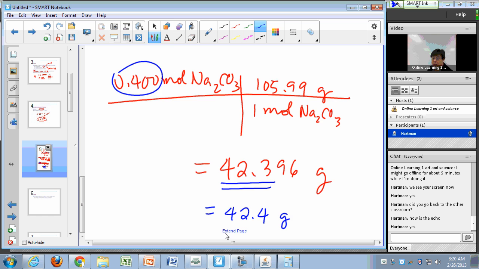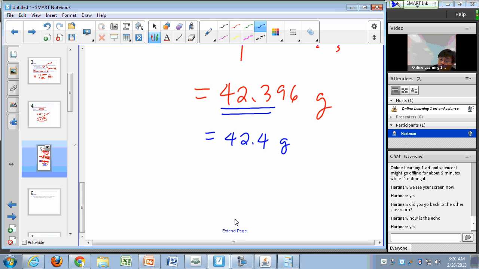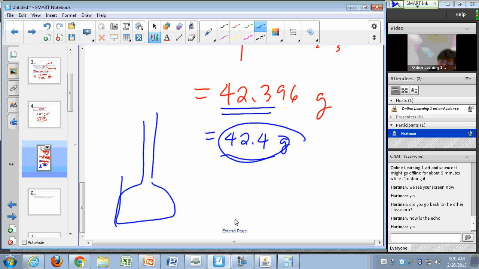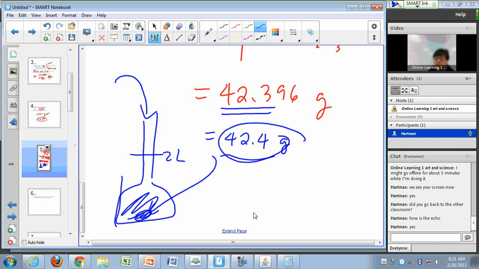And then what do you do? You go to the lab, you weigh out 42.4 grams, you put it in a flask, okay, transfer it to a flask. So you put your 42.4 grams in your flask right here, and then you add enough water, bring it up to 2 liters. So you find a flask that can hold 2 liters of solution, okay? So that's what you have to do to make that kind of solution in the lab.